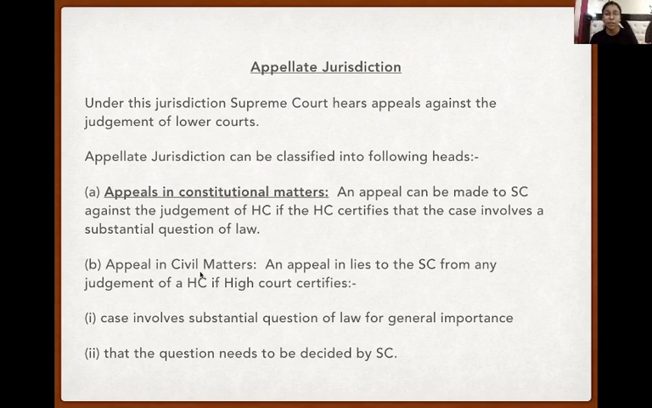Next is appeals in civil matters. So an appeal lies to the Supreme Court from any judgment of a High Court if High Court certifies. तो हाई कोर्ट में अगर कोई सिविल केस चल रहा है तो उसकी जो अपील है वो सुप्रीम कोर्ट में डाली जा सकती है. कब? जब हाई कोर्ट ये सर्टिफाई कर दे कि वो जो केस है दैट केस इन्वॉल्व्स सब्सटेंशियल क्वेश्चन ऑफ लॉ फॉर जनरल इम्पोर्टेंस, के उसमें जो है कोई भी सब्सटेंशियल क्वेश्चन ऑफ लॉ है जो कि सब पब्लिक के लिए एक जनरल इंपॉर्टेंस का मुद्दा बन सकता है आगे जाके.